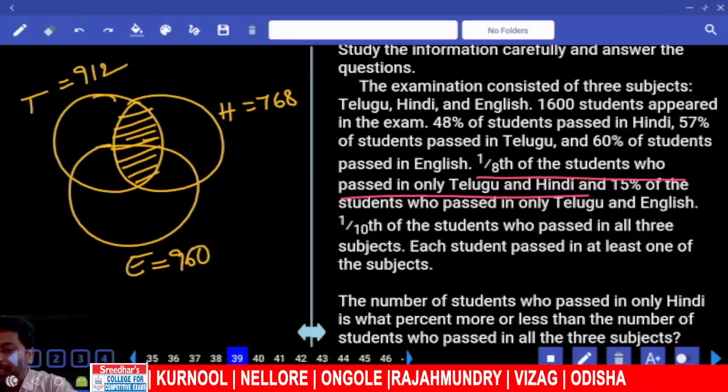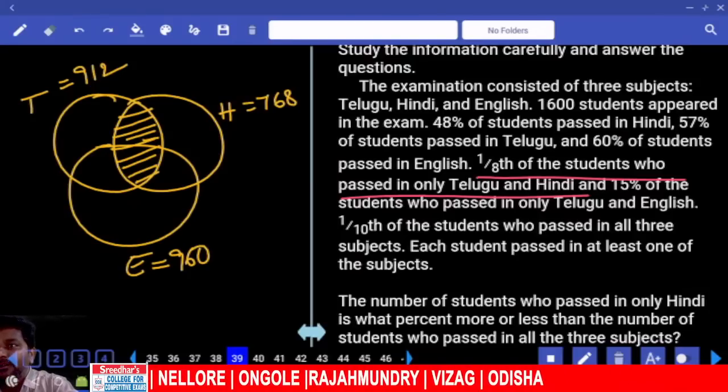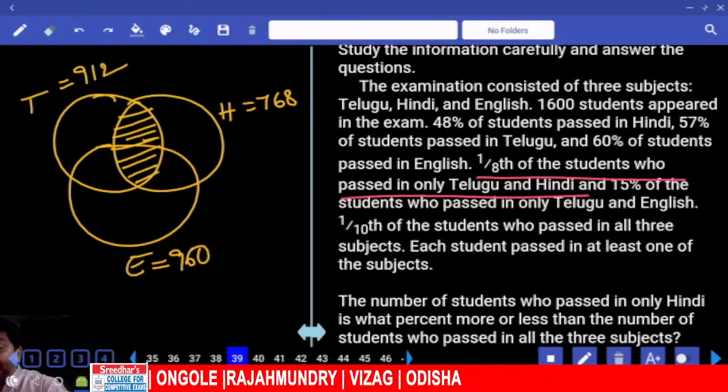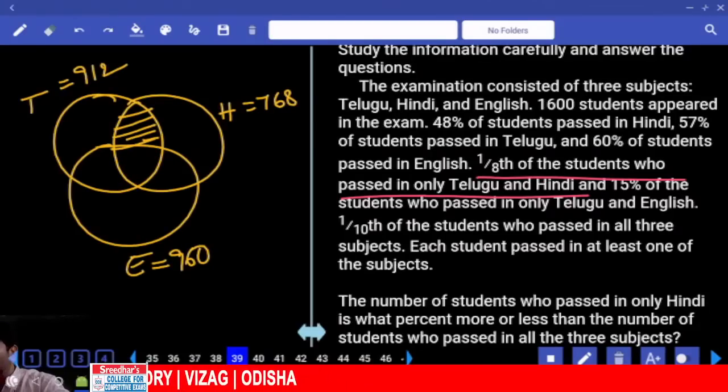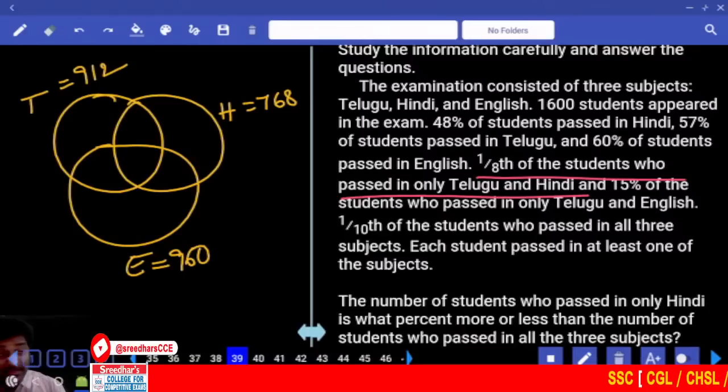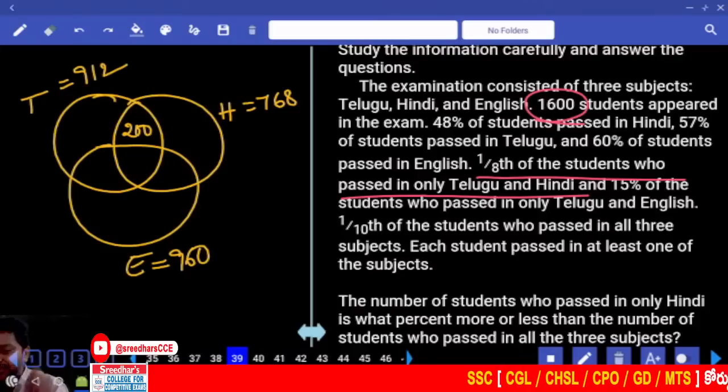What is the shaded region called? Telugu and Hindi. What is this called? Only Telugu and Hindi. Only Telugu and Hindi, they said it is 1/8. 1/8 of total, 200 comes here.